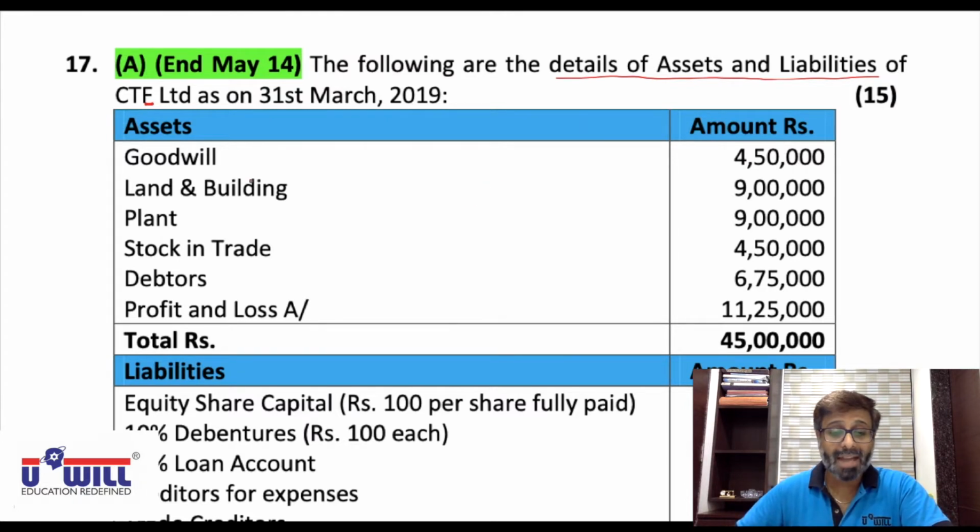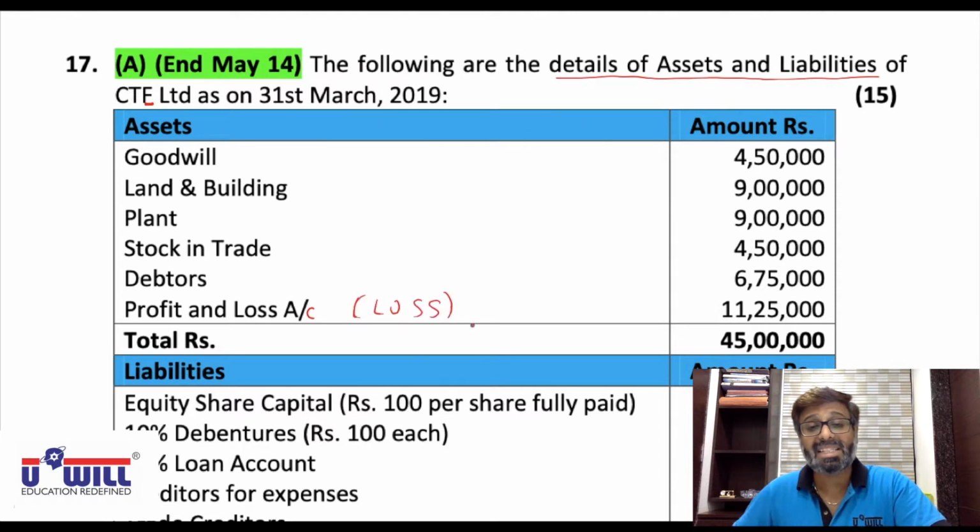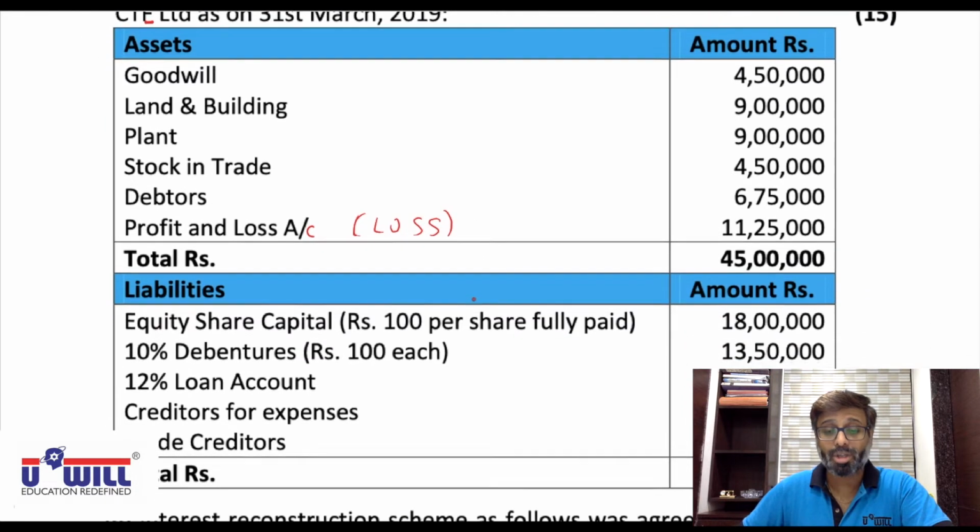So you have goodwill, land and building, plant, stock, debtors. And this profit and loss account in assets means it is loss. Either it is given in reserves and surplus as a negative balance, or if it is given on the asset side, it means it's a debit balance. So all the assets have debit balance. Debit balance means it's a loss.